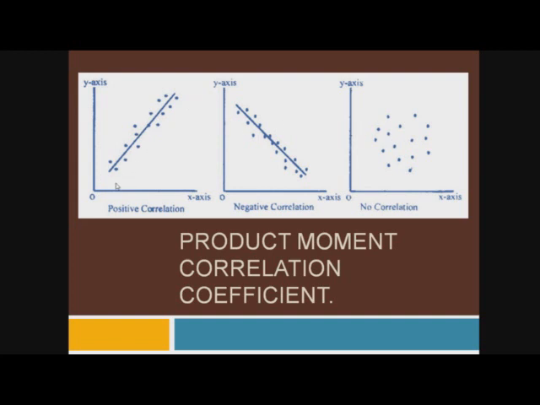And as you can see, positive correlation has all the points going up as the x-axis goes up and as the y-axis goes up. So the PMCC should be above 0, and when it's above 0, that means it's a positive correlation.